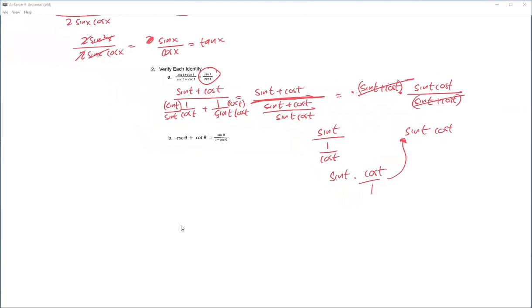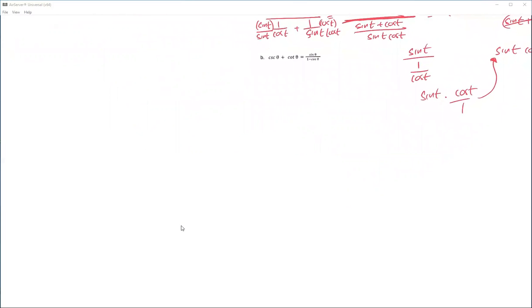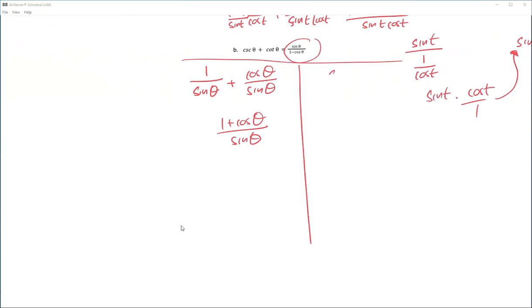And letter B is cosecant plus cotangent. So this is equal to 1 over sine theta plus cosine theta over sine theta. Put this together, it'll be 1 plus cosine theta over sine theta. And we have to work this a little bit. So I'm gonna work, meet halfway here. So this is sine theta, and this is 1 minus cosine theta. So it'll be 1 plus cosine theta, 1 plus cosine theta.